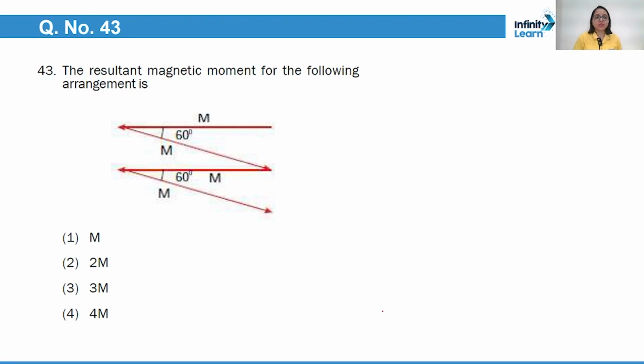Next is question number 43. The resultant magnetic moment for the following arrangement is. So resultant magnetic moment is given as under root of m1 square plus m2 square plus 2 m1 m2 cos theta, and after applying this one you'll get resultant magnetic moment as 2m. So correct answer is option 2.